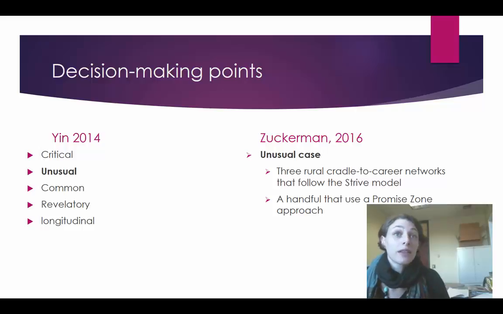Yin also gives us some other criteria and decision-making points about selecting case study approaches. So I actually started with unusual, or in my case, sort of uncommon, as a starting point for why I wanted to do a case study. So cradle to career networks, there are about 50 of them in the United States that use the Strive model, and of those, a very small handful are in rural places, and so that makes them really rare. This rarity suggests case study methods.